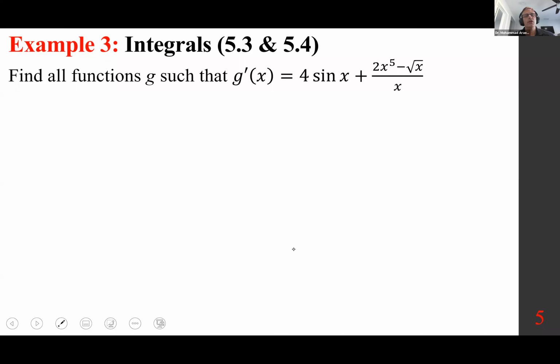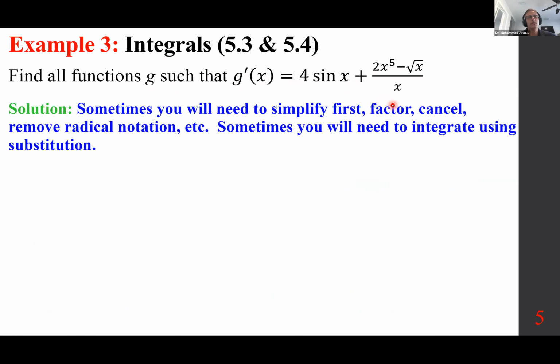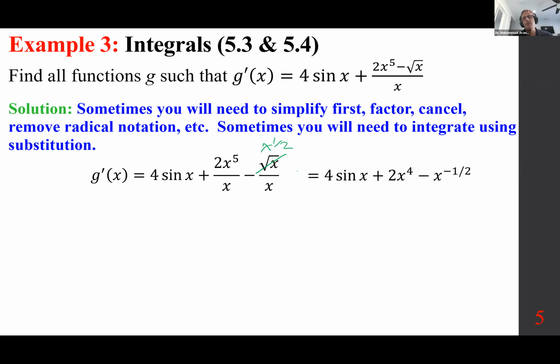We want to find all functions such that G prime is given. That means basically anti-differentiate or integrate. So here's the hint. Sometimes we have to simplify, factor, cancel, remove radical notation. Sometimes we have to do substitution. So this is 1, and this is another one, the second fraction, where square root of x is x to the power of 1/2. We rewrite this as such.